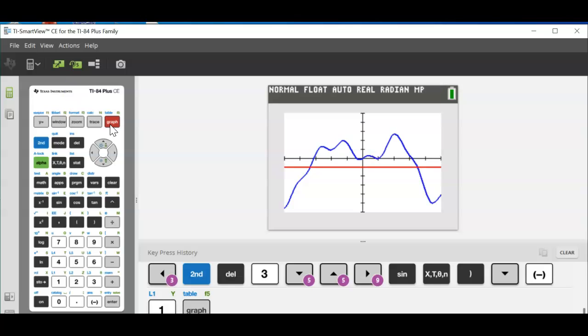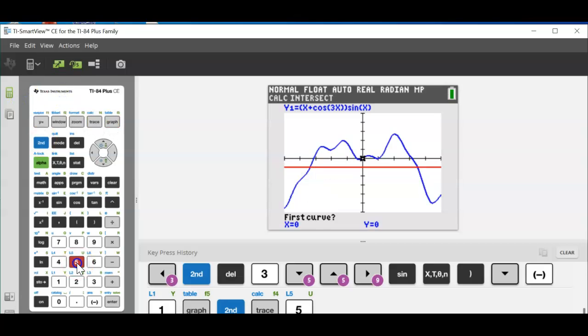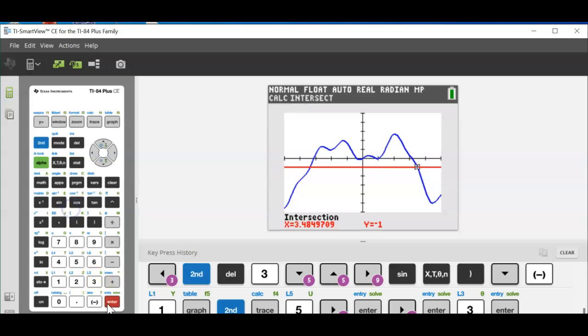There's multiple intersection points, but we're going to need the one between pi over 2 and 3 pi over 2. So we're going to want the one on the right. Okay, so let's go trace it. Second, trace, calculate. Let's go get the intersection point. First curve, yep, we are on the first curve. Second curve, yep. The guess, I don't know, 3. That's probably pretty close to it. There we go, 3.4849, about 3.484.